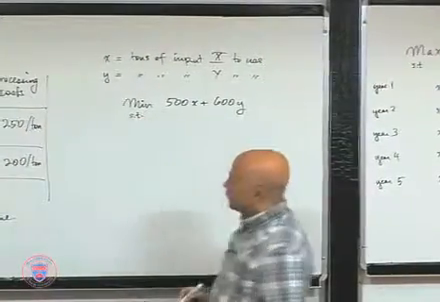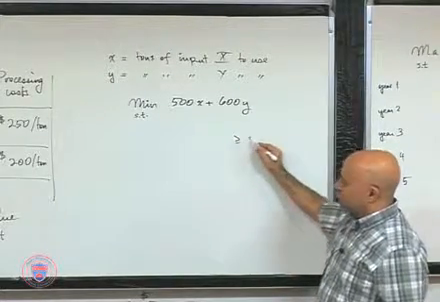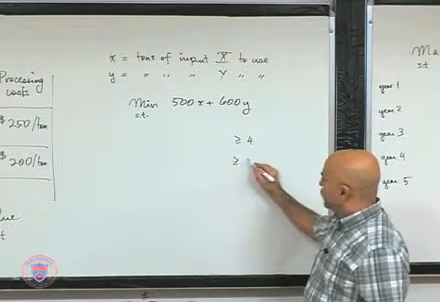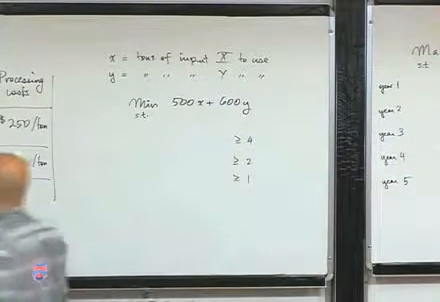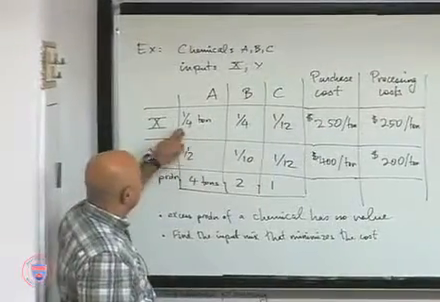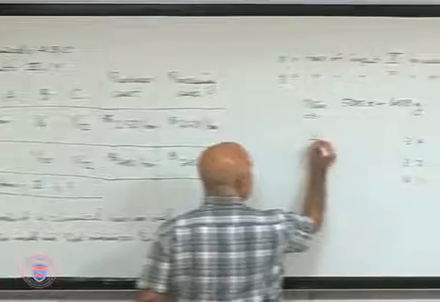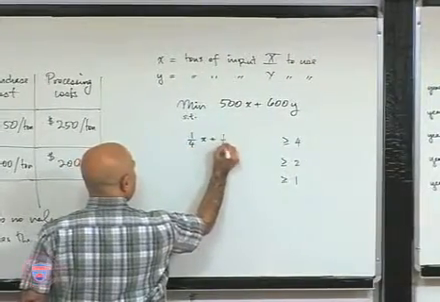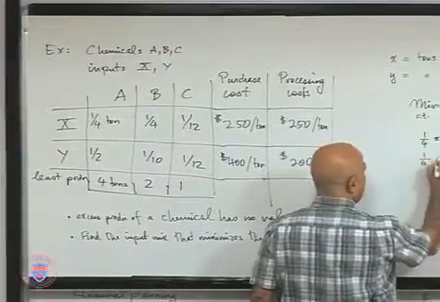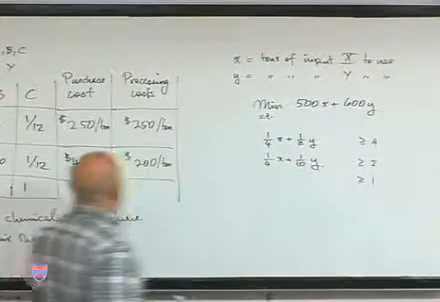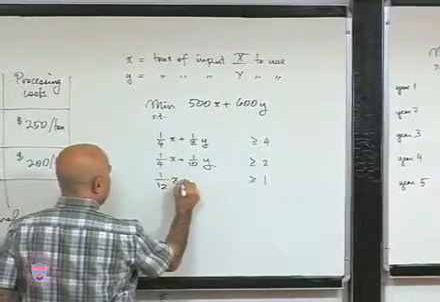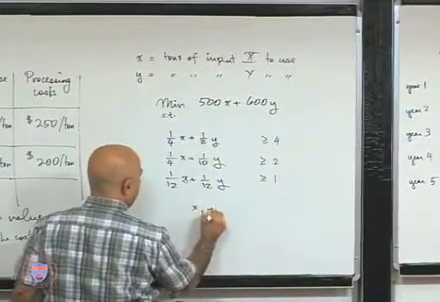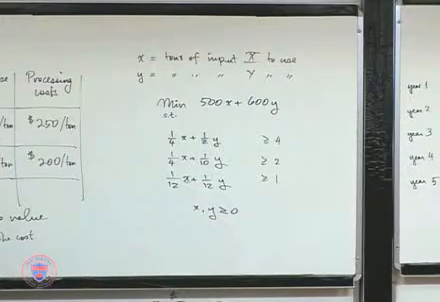Subject to, you need to produce at least 4 tons of chemical A, 2 tons of chemical B, and 1 ton of chemical C. So to produce 4 tons of A, what do you need? 1/4 and 1/2. Okay. Similarly, 1/4 and 1/10. And 1/12 and 1/12. Simple stuff. Okay?